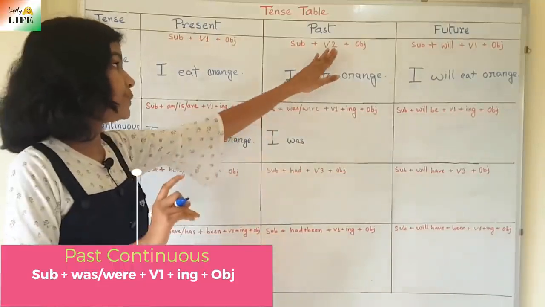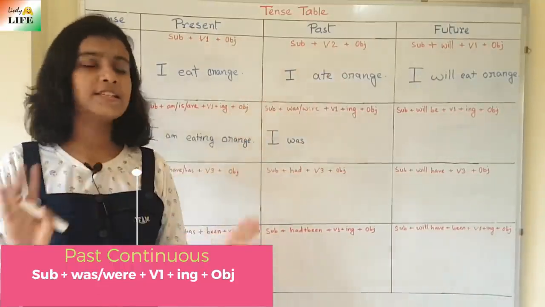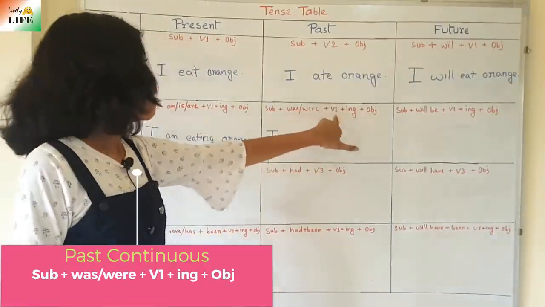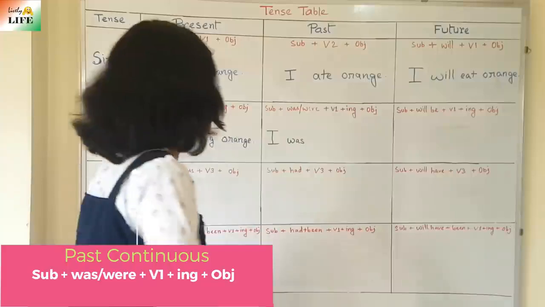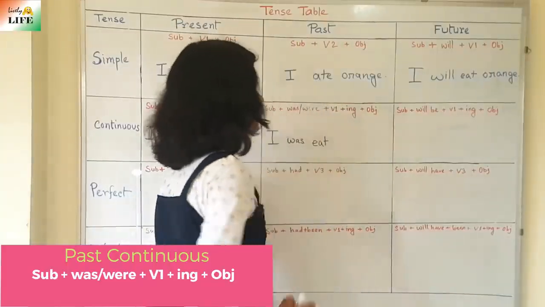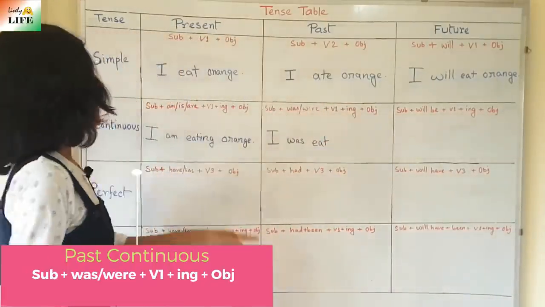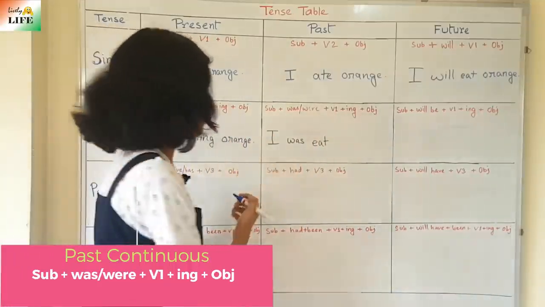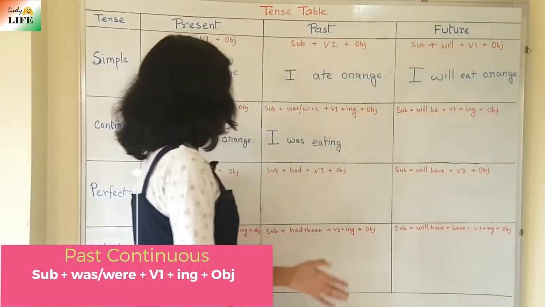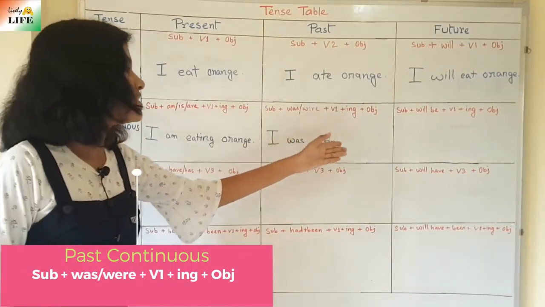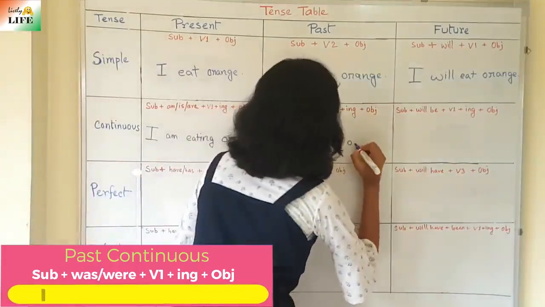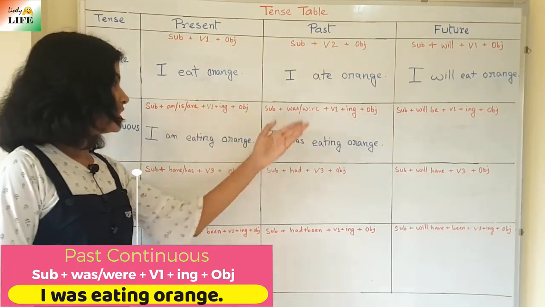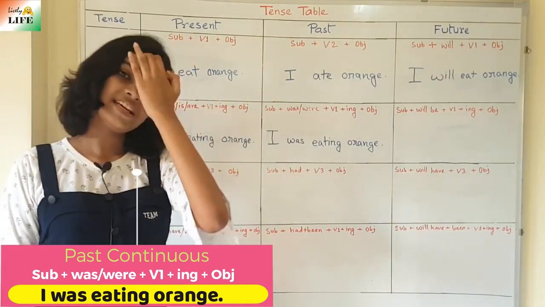Okay, we don't use V2 form as we have used in simple past tense. It's not like that in past continuous tense. We are going to use V1 form. So V1 form of eat is eat, then ing. As I said, in any continuous tense we are always going to use ing after the verb. So eating, I was eating, and then object. I was eating orange. So this sentence is in past continuous tense.